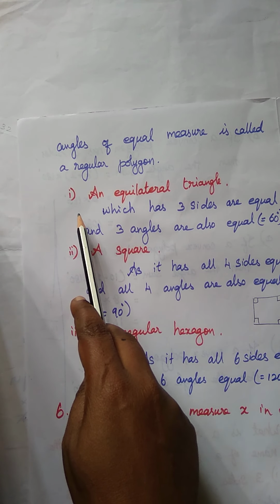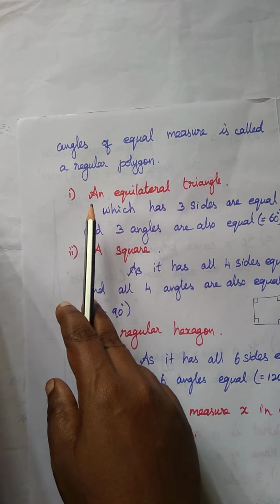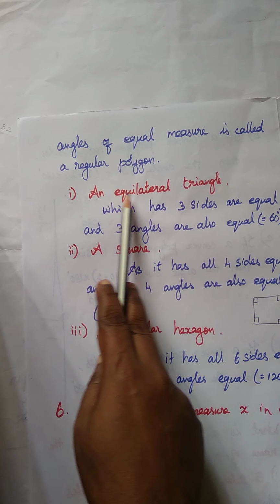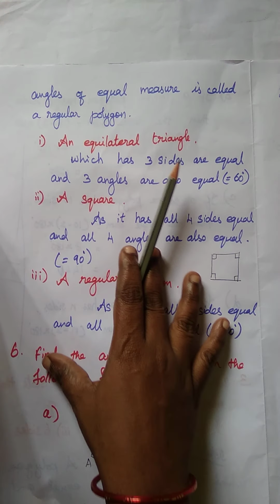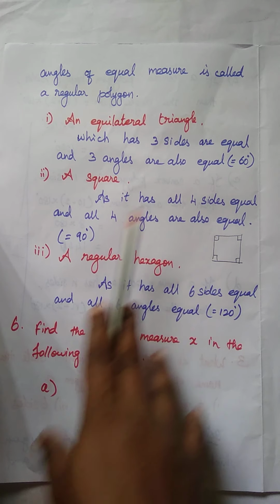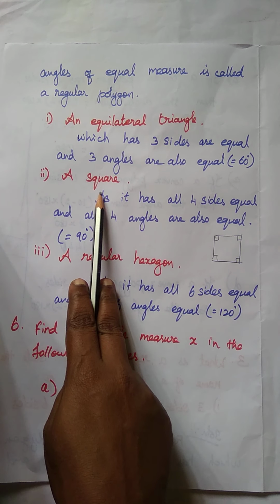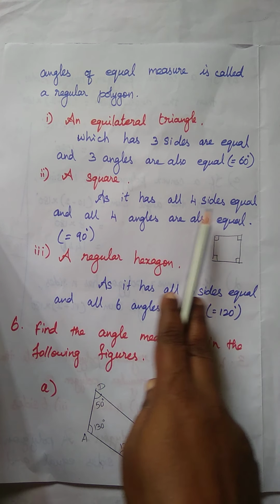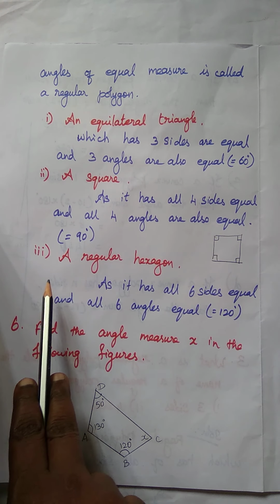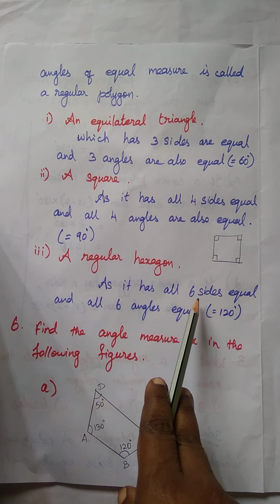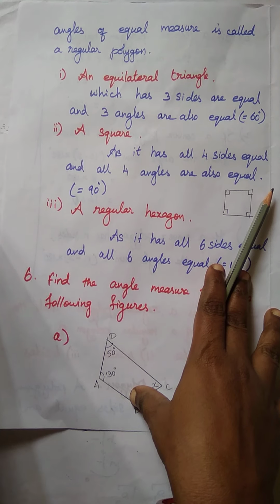Next, state the names of those. First we know equilateral triangle. Okay, it has 3 sides equal and 3 angles also equal. Next a square. Square has all the 4 sides equal, all the 4 angles are equal. In the hexagon, same thing, 6 sides and 6 angles are equal.